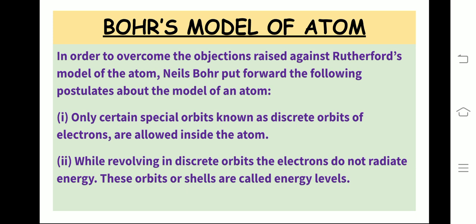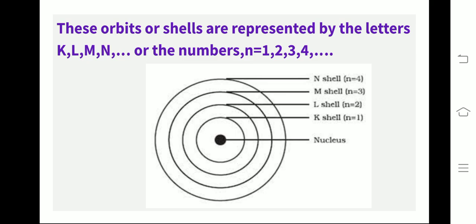While revolving in discrete orbits, the electrons do not radiate energy. These orbits are also known as shells, or they are also called energy levels. These orbits or shells are represented by letters K, L, M, N, etc., or they can be represented by numbers 1, 2, 3, 4. So as you can see in the diagram, inside an atom there is a nucleus in the center and the rest of these are the orbits or shells in which electrons are present.